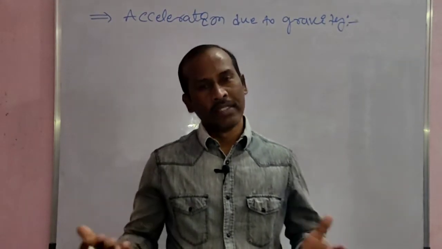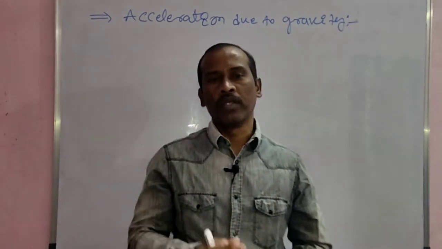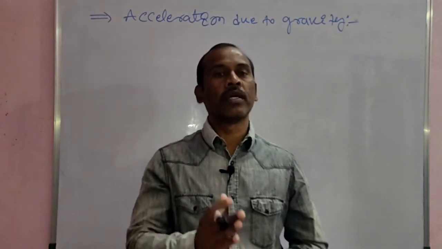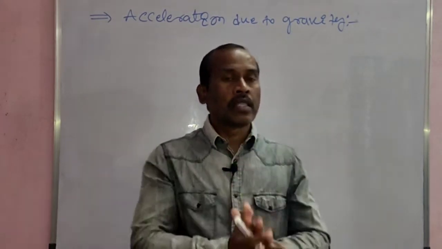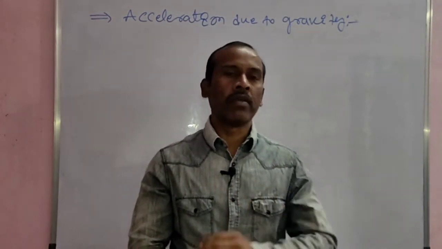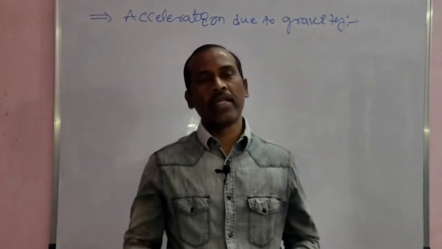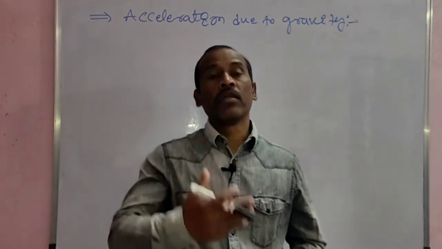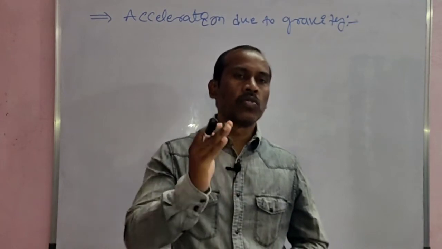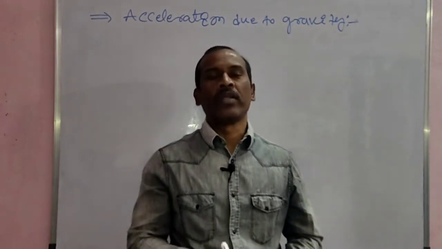On the moon, the value of small g is 1.67 meter per second square, which is equal to the acceleration due to gravity on the earth divided by 6. So g by 6 equals 1.67. On the sun, the value of g is 274 meter per second square. These are some pieces of information about small g.